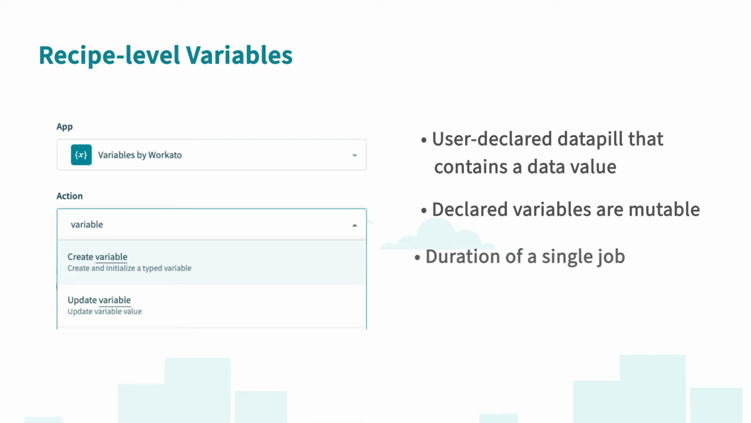The lifetime of a variable is the duration of a single job, and no mechanism can access this across different jobs. Workato variables are typed. You will have to first declare it using the Create Variable action and update it using the Update Variable action.